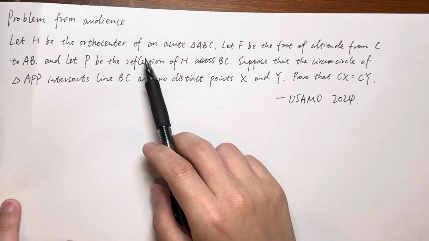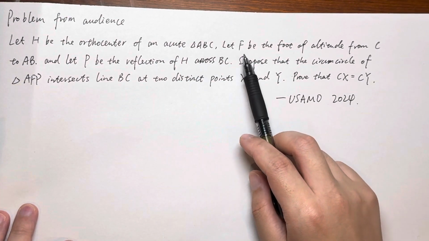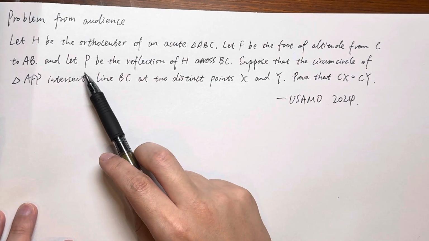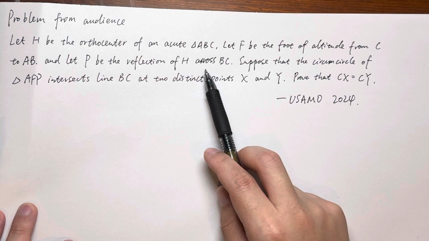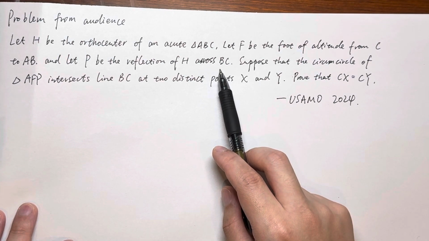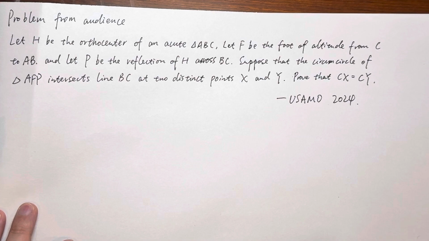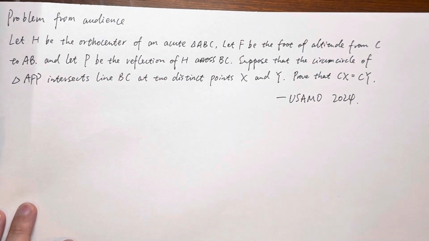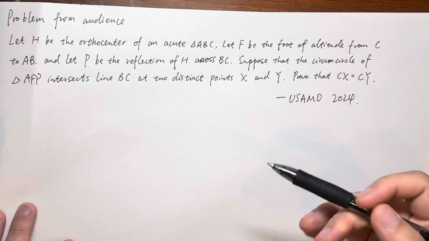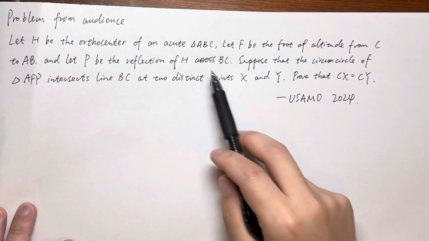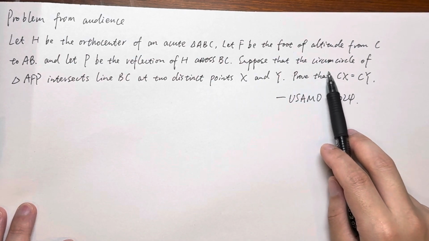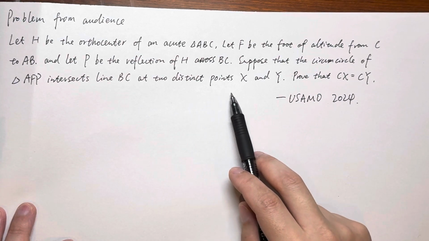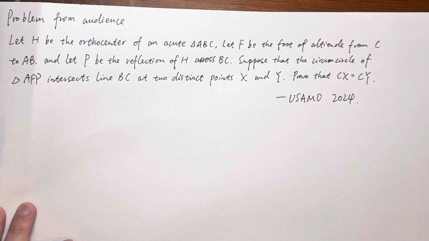Let H be the orthocenter of an acute triangle ABC. Let F be the foot of the altitude from C to AB. Let P be the reflection of H across BC. Right, this should ring a bell in your head. We already know lots of the properties of this. I'm not going to repeatedly prove it, so I'll just use it. Suppose that the circumcircle of triangle AFP intersects line BC at two distinct points X and Y. Prove CX equals CY.